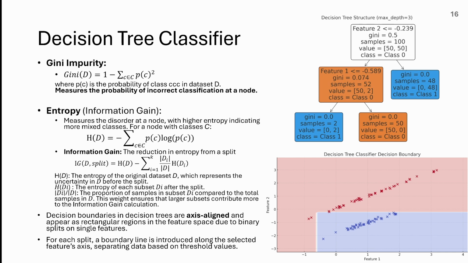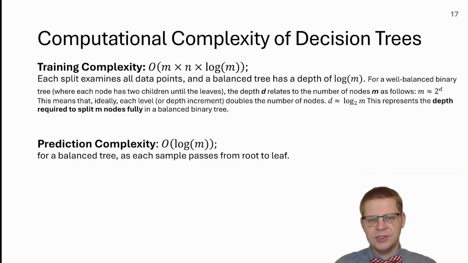Decision trees split data by selecting features and thresholds that maximize purity in child nodes. Gini impurity and entropy are common metrics, both favoring splits that best separate classes. Information gain uses entropy reduction to find ideal splits. Training a decision tree involves recursively splitting data, which can be computationally intensive, but scales logarithmically with data.